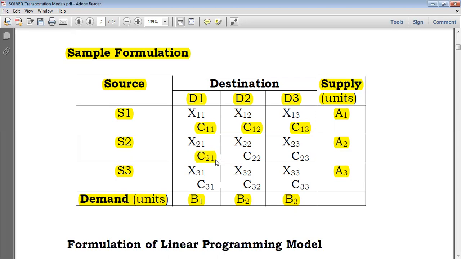C21, transportation cost per unit from source 2 to destination 1. C22, transportation cost per unit from source 2 to destination 2. And here, transportation cost per unit from source 2 to destination 3. And then we have the last row.